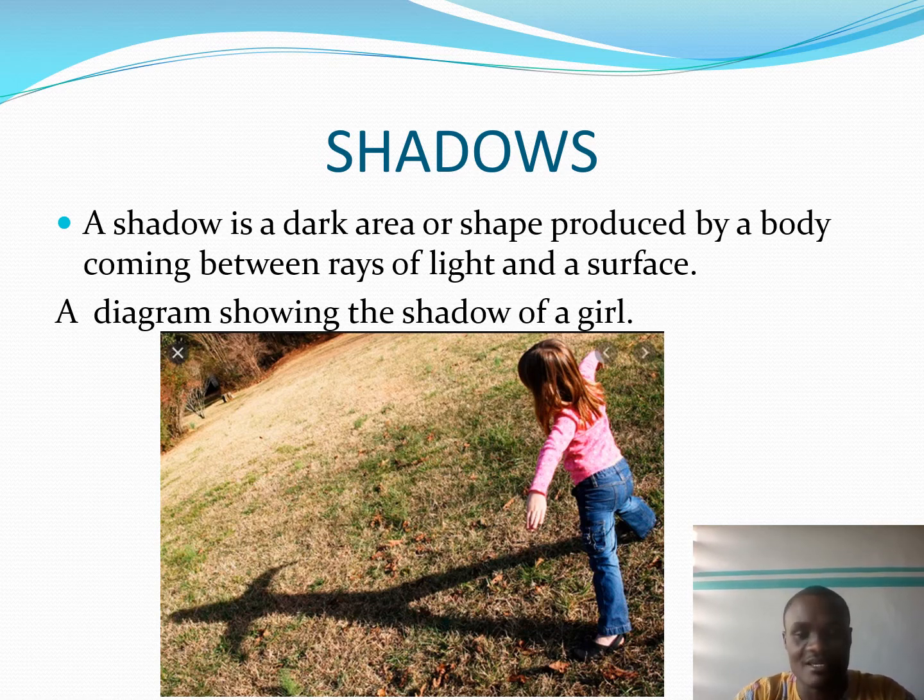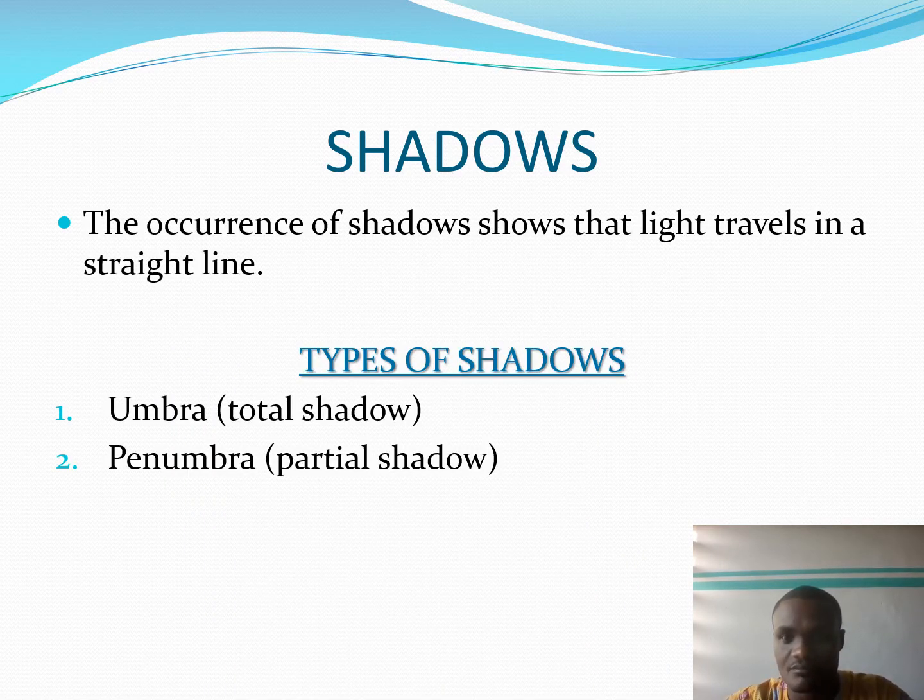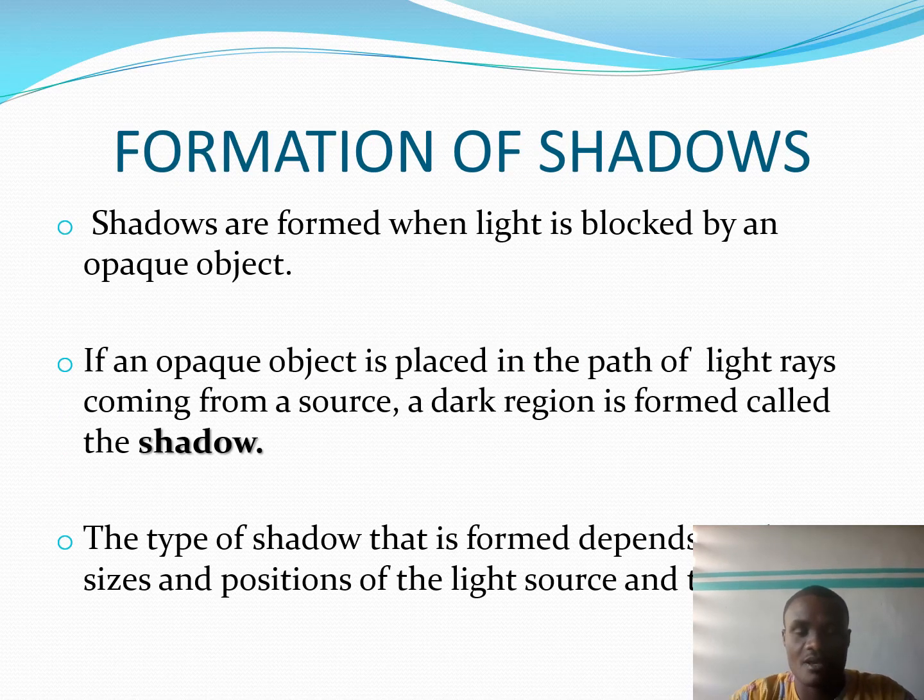Human beings are opaque. Light cannot pass through us. We cannot see through ourselves. So this is the diagram showing the shadow of the girl. How are shadows formed? Shadows are formed when light is blocked by an opaque object. If an opaque object is placed in the path of light rays coming from a source, a dark region is formed called a shadow.